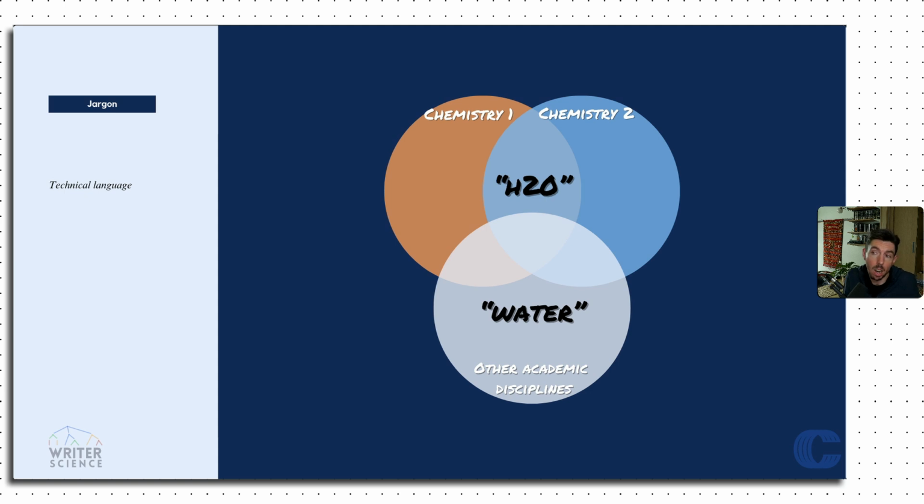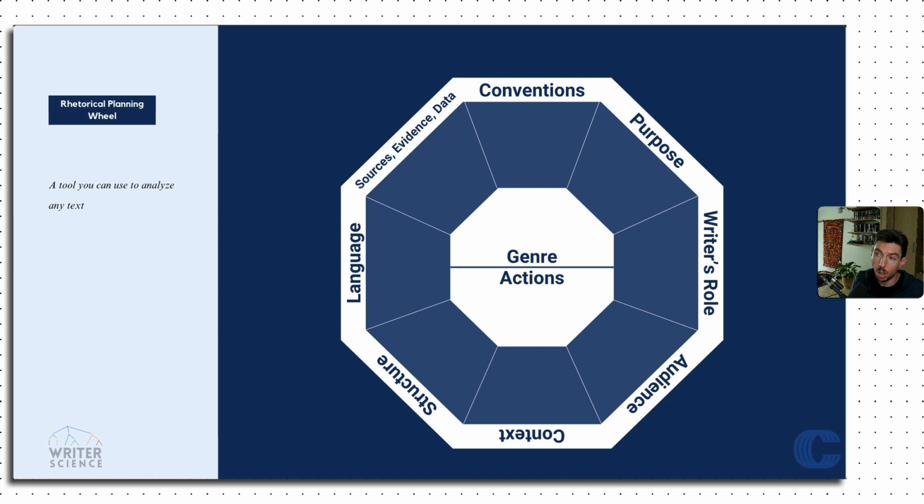But it's not just about vocabulary. There are all kinds of amazing differences that you can notice whenever you analyze these papers. And so the tool which I recommend you to use whenever you are analyzing these documents is called the rhetorical planning wheel. Now I'm going to introduce all the various parts of this to you, but in general, it's good to know that this tool helps us analyze any text. You can use it to analyze any text in the world. At the center of this rhetorical planning wheel, you see the word genre and actions.